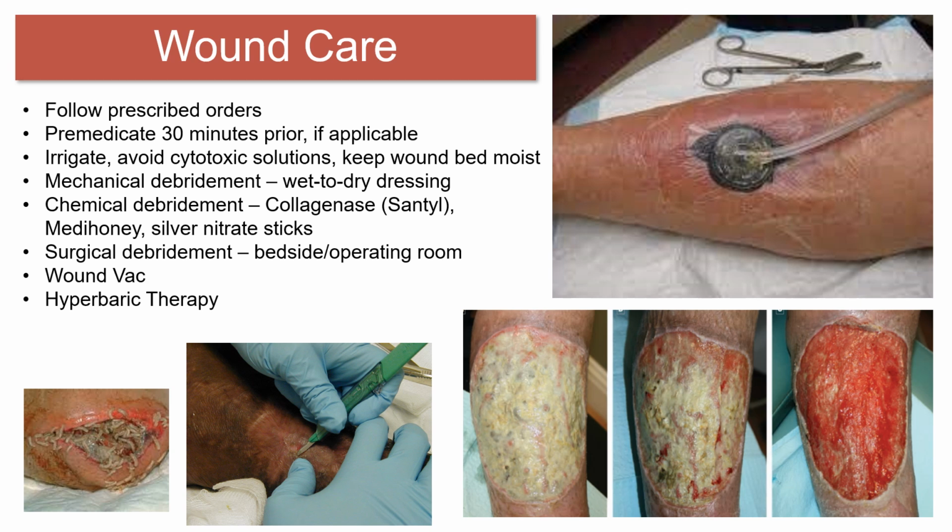When you irrigate a wound, so when you're using some type of solution to clean it out, you want to avoid cytotoxic solutions. What that means is these solutions that we use shouldn't be killing normal healthy cells. An example of that would be hydrogen peroxide. When you pour hydrogen peroxide on a wound, it is cleaning it, it's debriding it, but it's also killing good healthy cells. So we don't want that. We want to avoid cytotoxic solutions. We can use sterile water, we can use normal saline.